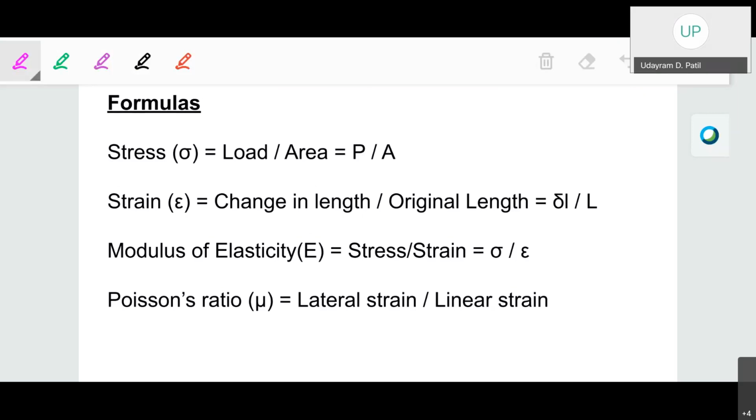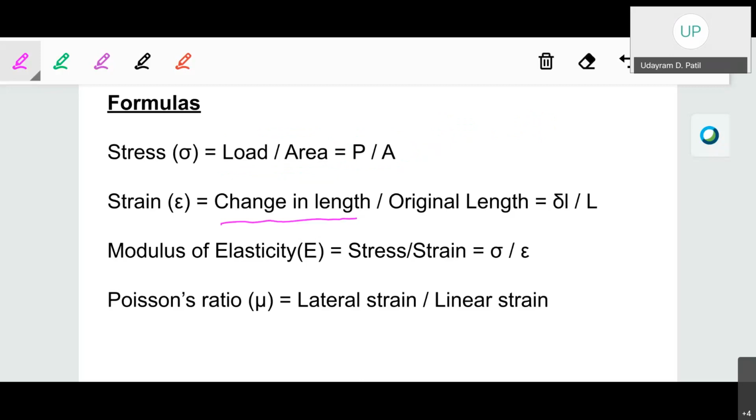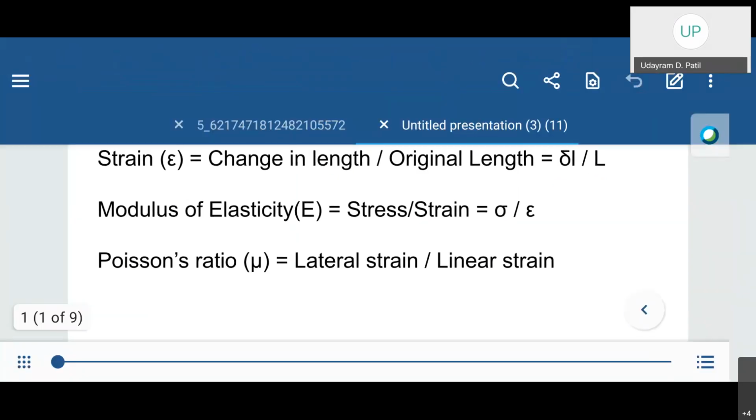In the previous lecture, we learned that stress is equal to load divided by the area. Therefore, the formula for the stress will be P, the load, divided by the cross-sectional area of that particular member which we are considering. Similarly, the strain is the change in length divided by the original length. Therefore, the formula will be delta L divided by the original length of the member. As we know, the modulus of elasticity is stress divided by strain, and it is a constant. And the Poisson's ratio is lateral strain divided by the linear strain.